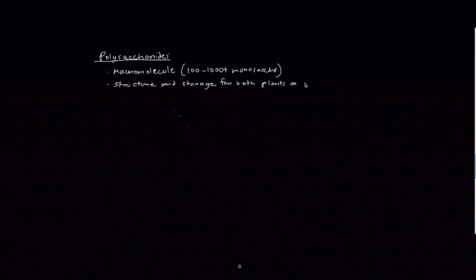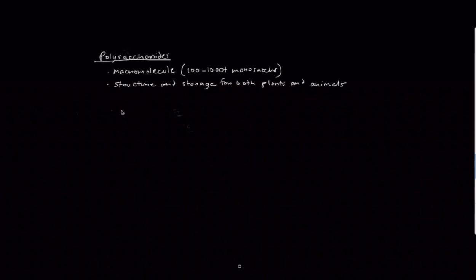What are polysaccharides? Essentially, polysaccharides are macromolecules. Anytime the term macromolecule is used, it can be inferred that this molecule is quite large. For polysaccharides, this can range anywhere from 100 to 1,000 plus monosaccharides that are linked by glycosidic linkages. And also, they provide structure and storage for both plants and animals, right? And we're going to be going into these examples now.